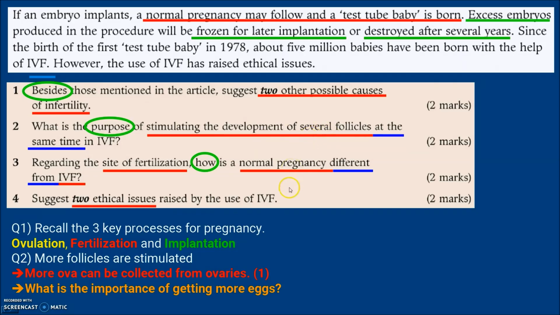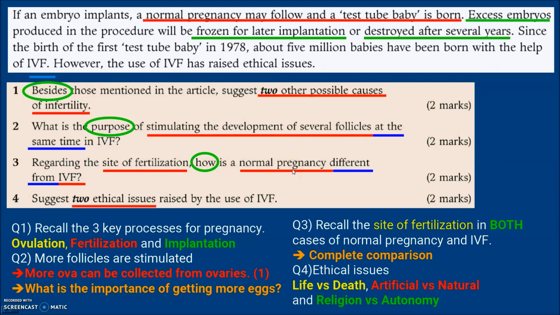but not just 1 follicle or 2 follicles, but many follicles. For question 3, regarding the site of fertilization, how is normal pregnancy different from IVF? Remember that you need to recall the site of fertilization in both cases, normal pregnancy and IVF, because we need a complete comparison, not only the site of fertilization in normal pregnancy or only the site for IVF. We need both cases. And question 4 suggests 2 ethical issues raised by the use of IVF.